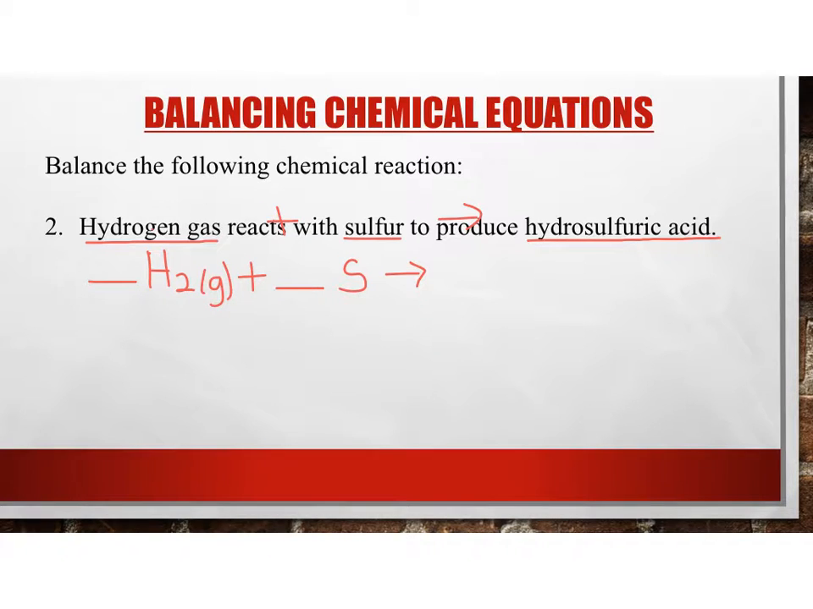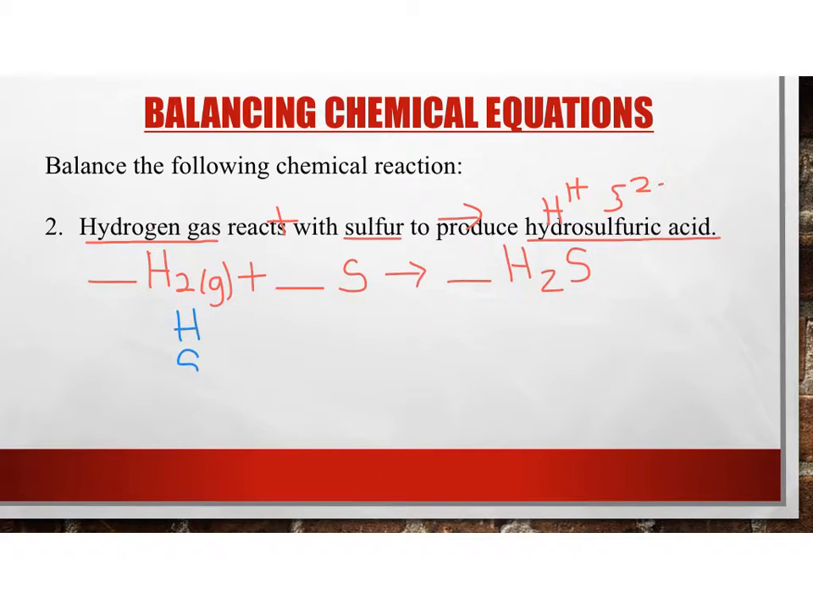hydrosulfuric acid. Now remember, hydro means it's an H, and that H has a 1 plus. Sulfuric, so sulfur, that's supposed to be an S with a 2 minus. So I'm going to exchange those numbers for my formula. So I have H2S. So now that I have my skeleton equation written out, I can start balancing.